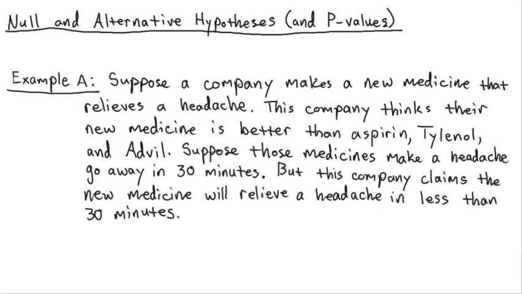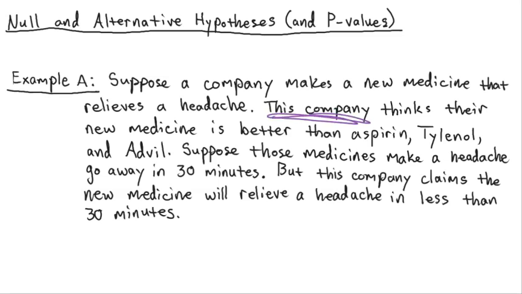So we're going to look at two examples. They're fictional examples, so please take them as fictional. Example A is suppose that there is a pharmaceutical company, and they're making a new medicine that relieves a headache, kind of like aspirin and Tylenol and Advil. So it would be a competitor for aspirin, Tylenol, and Advil. But it's a new medicine, and it doesn't have a name yet.